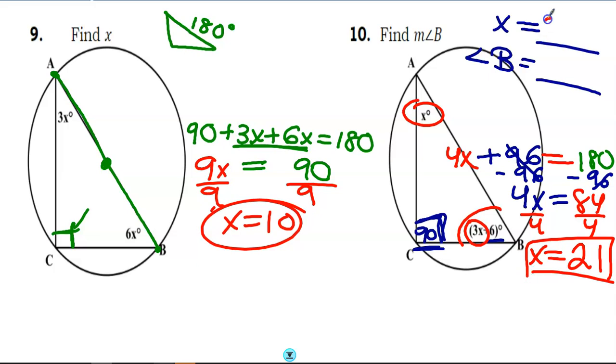Now I need to plug it back in. So that's the tricky part. So plug that back in. So 3 times 21 plus 6, which is 69 degrees. Okay, so are you finding the variable, or are you finding out a certain angle or a certain side?